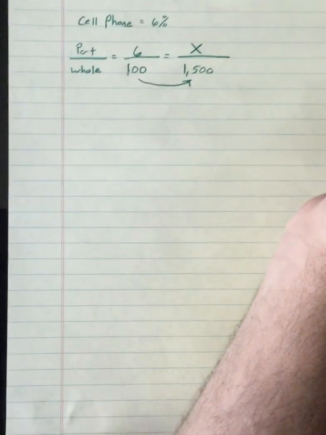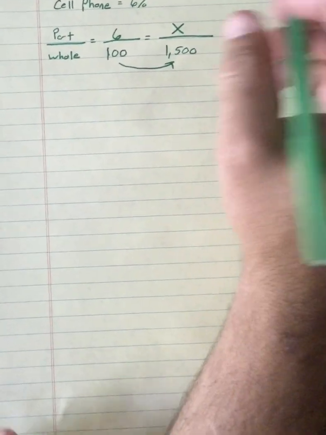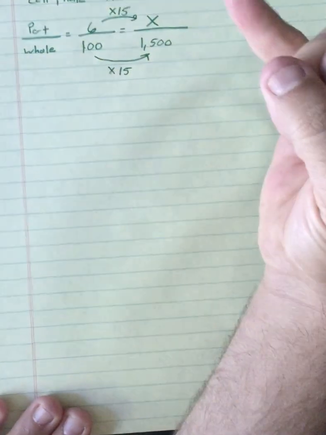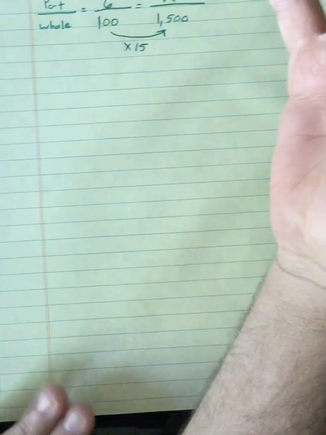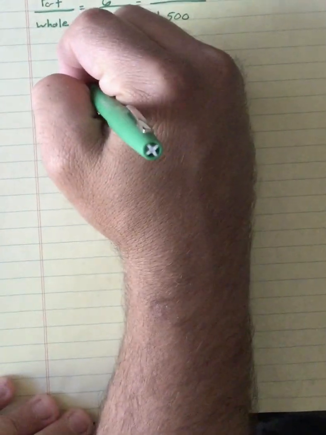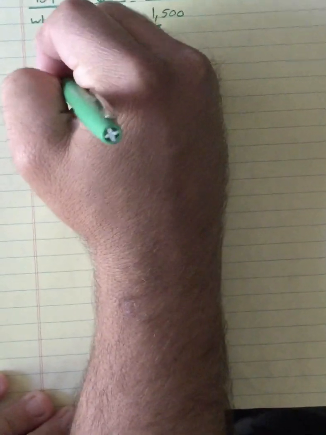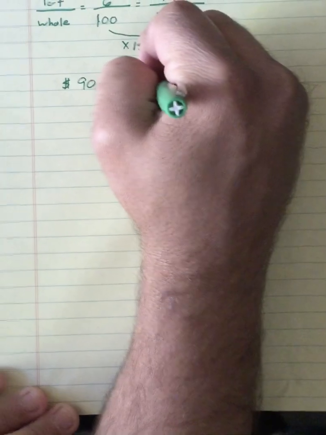$1,500. How would you go from 100 to 1,500? Or how many $100 bills to give you $1,500? Well, that's times 15. So let's see, 15, 30, 45, 60, 75. You spent $90 on the cell phone. Again, this was an example. You should be able to solve number 2 now on your own.